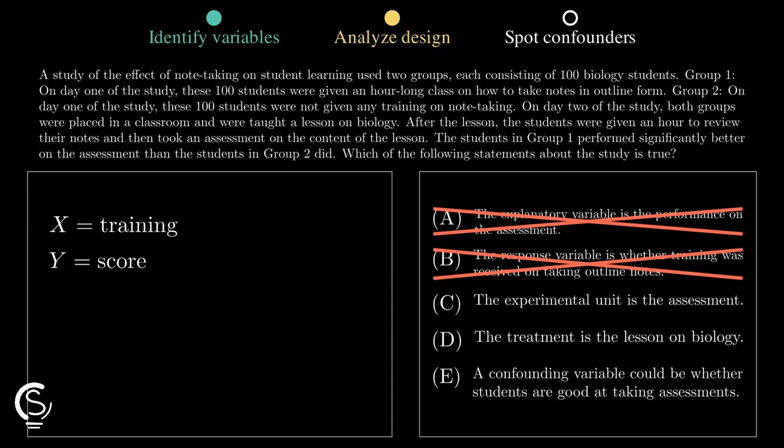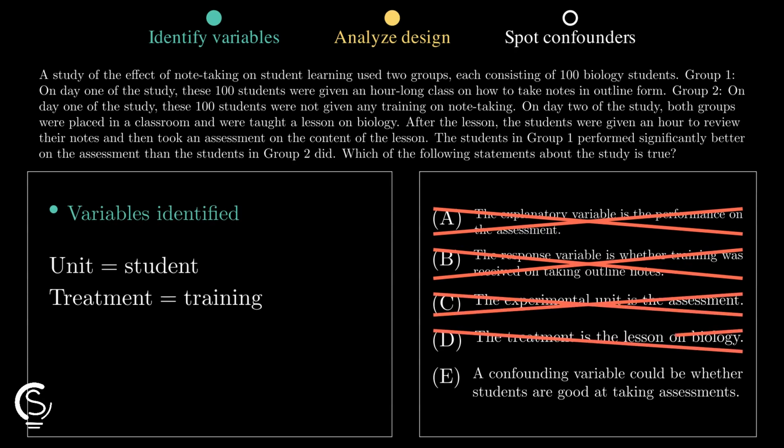The experimental units are the students themselves, not the assessment. The treatment is the note-taking training, not the biology lesson. This allows us to eliminate options C and D today.